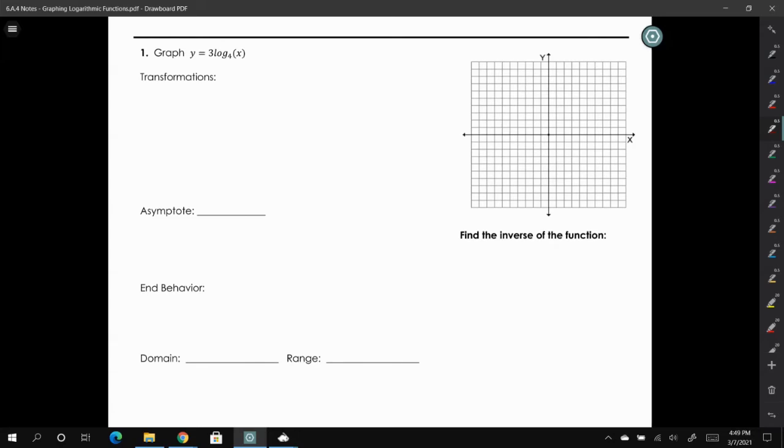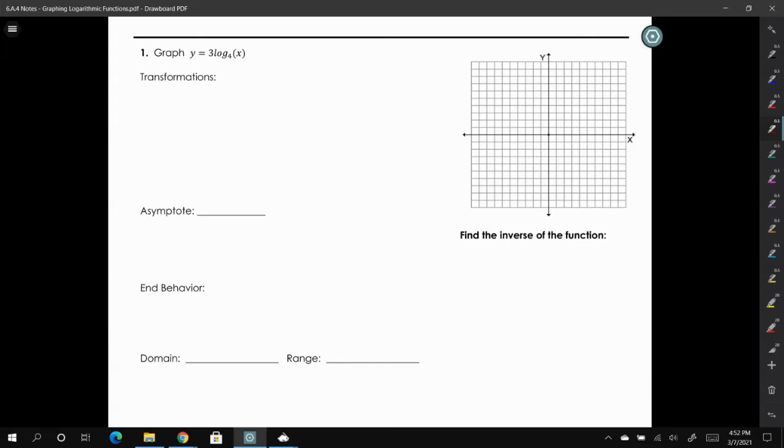Now that we've graphed these logarithmic functions with no transformations at all, no shrinking or stretching, just a normal log with different bases, now we're going to look at logs with some of these transformations.